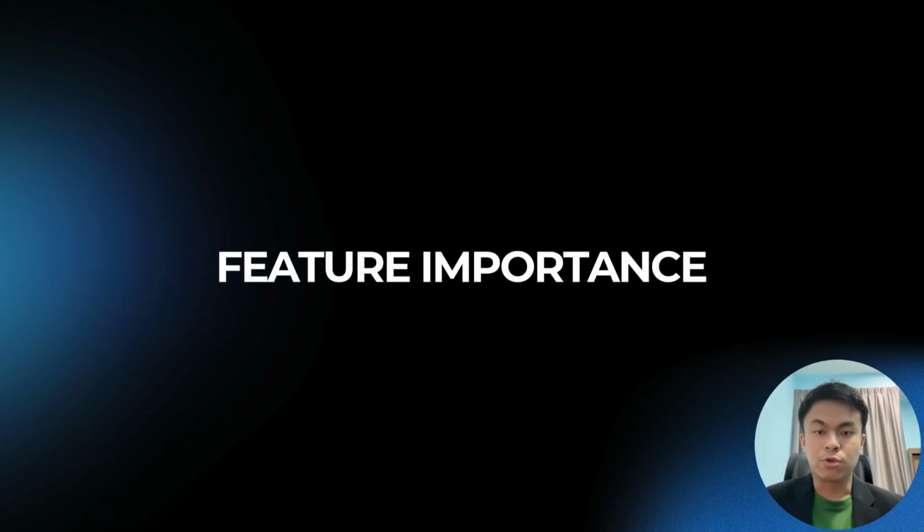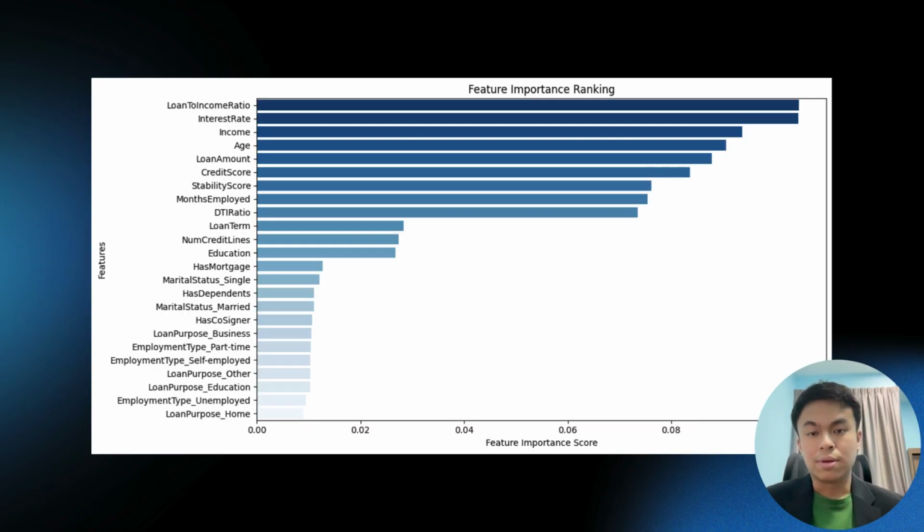And now we can move to the feature importance after splitting the dataset into a train and test set. This is the result for our feature importance, visualized in a horizontal bar graph. We use a random forest classifier to find out the feature importance ranking. Here we can see the loan income ratio, which is a derived feature that we built in our feature engineering stage, has the most importance in this ranking, followed by interest rate, income, age, and others.